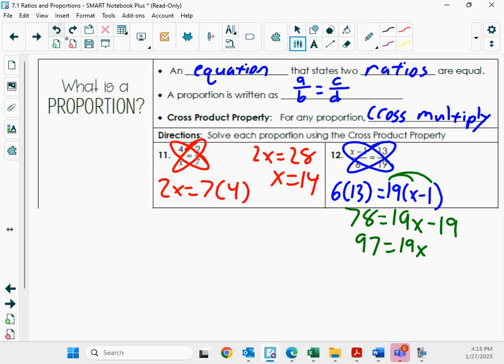This one ends up being a funky fraction. We end up getting 5 and 2/19 equals x.